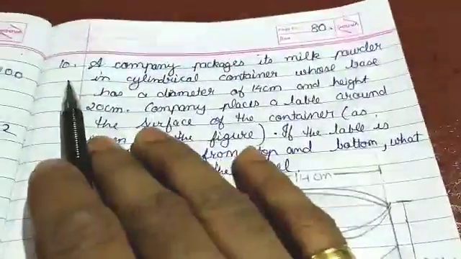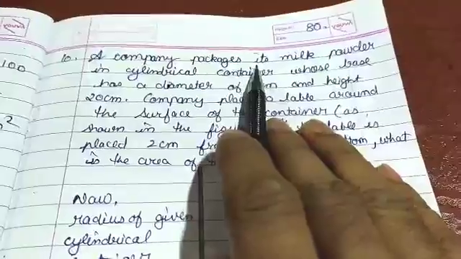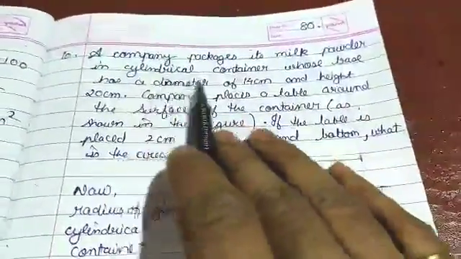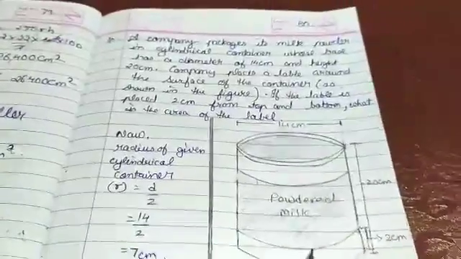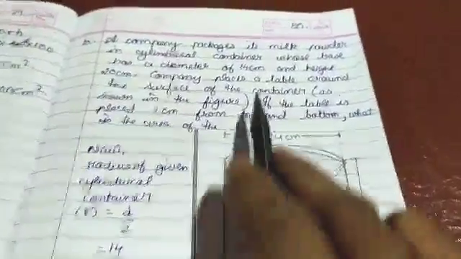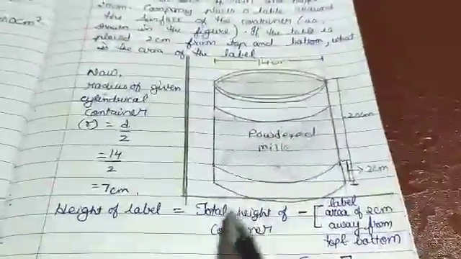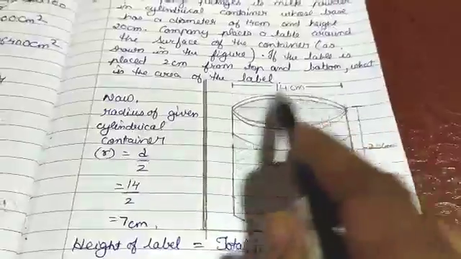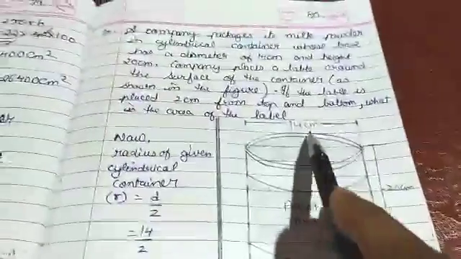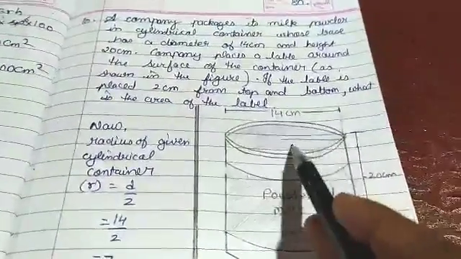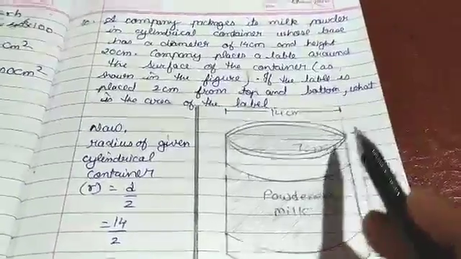Now let us see sum number 10. A company packages its milk powder in a cylindrical tank container. See, this is milk powder in a cylindrical container whose base has a diameter of 14 centimeter. The base diameter is 14 centimeter. The radius will be 7 centimeter.